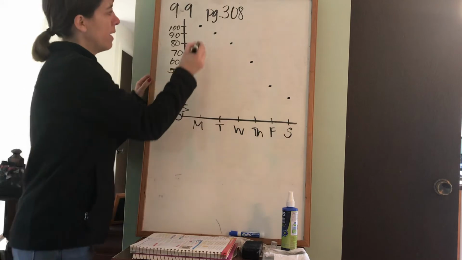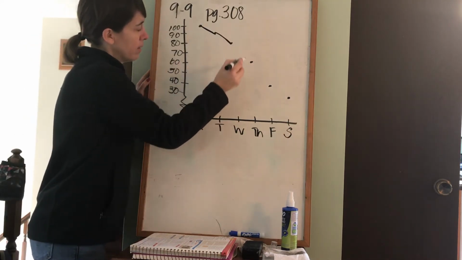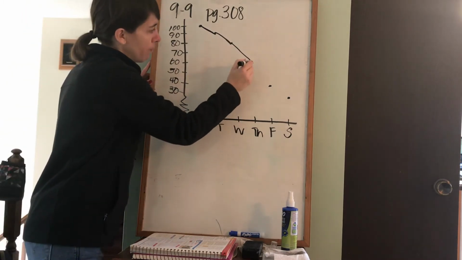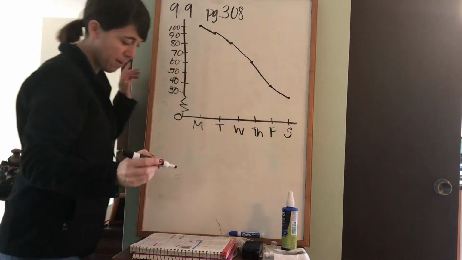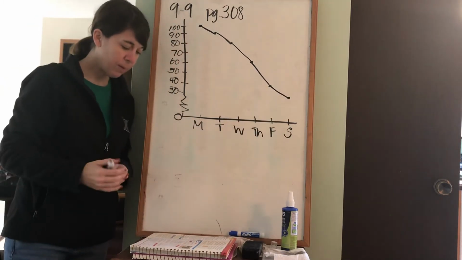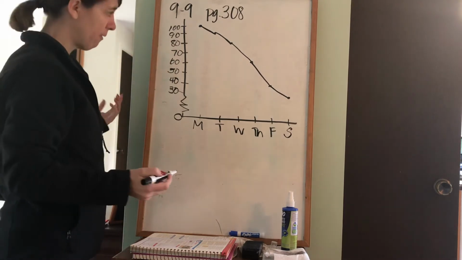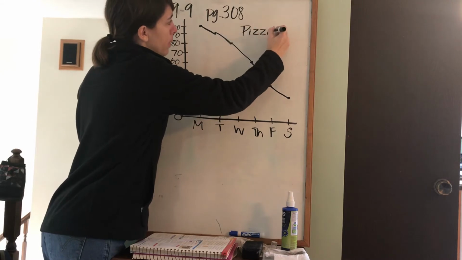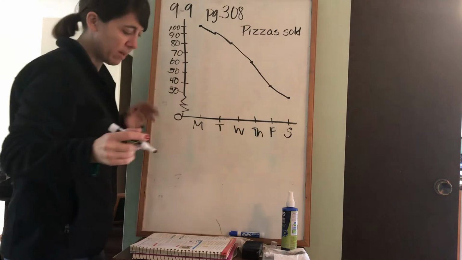Now, of course, I'm going to connect all of these dots with line segments. And mine not straight lines, sorry. Doing the best I can here. Okay, so we connected the points with line segments, and then of course we need to write a title for the graph. So pizzas sold would be an appropriate title.